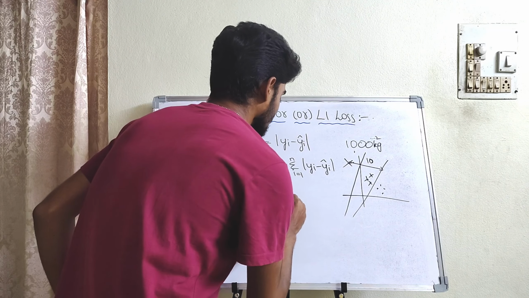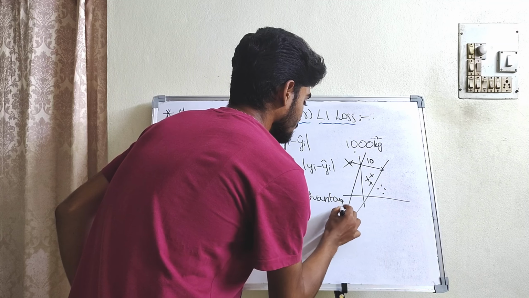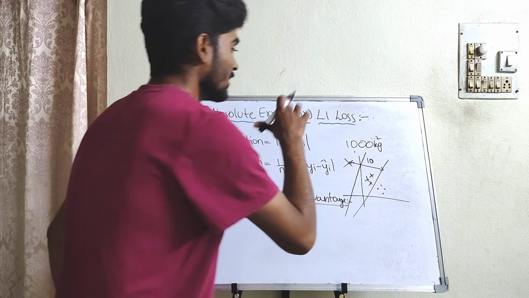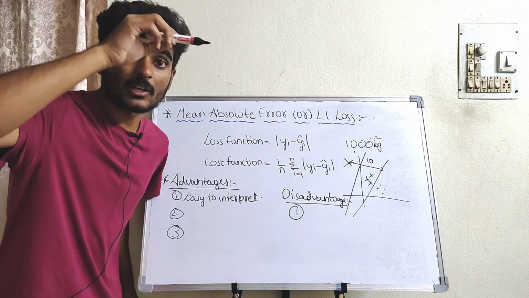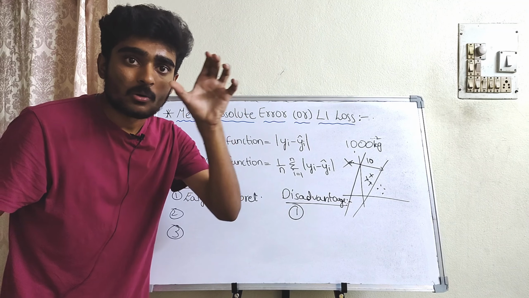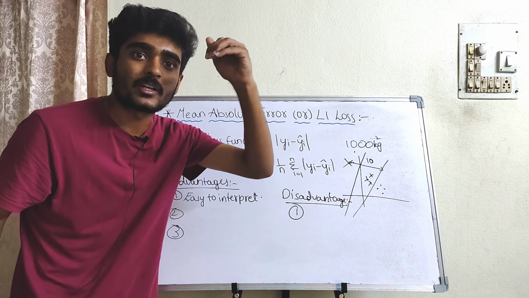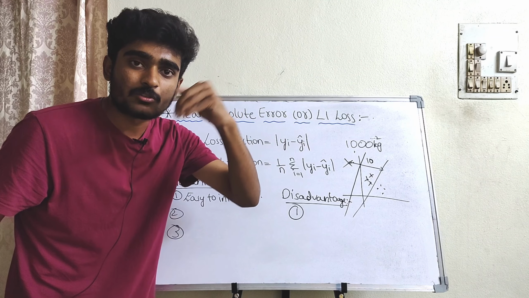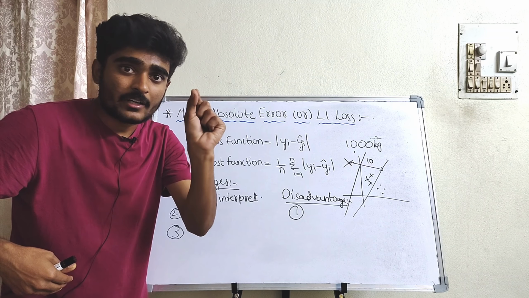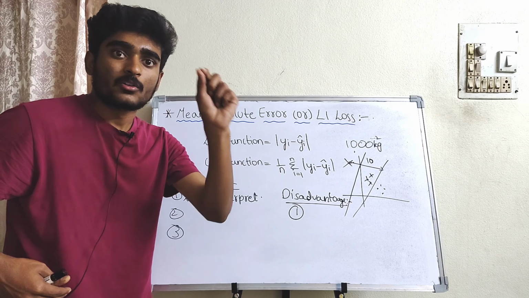Now let's see the disadvantages. The first and main disadvantage is this: we have seen that in MSE loss the loss function curve was a parabola, and a parabola is continuous. The main aim of the gradient descent algorithm is to reach the global minima.